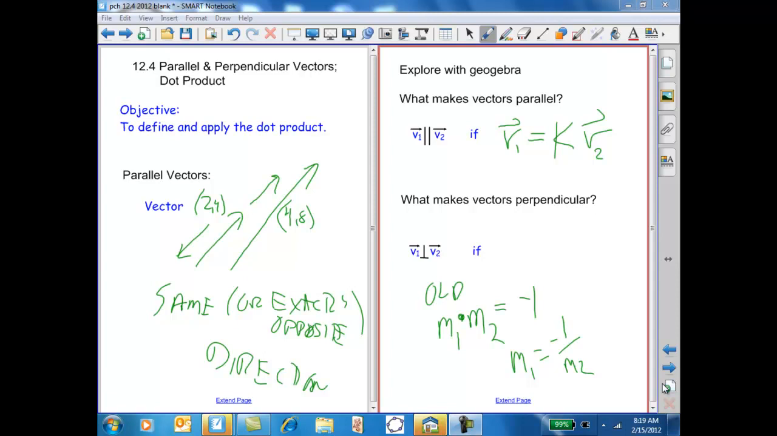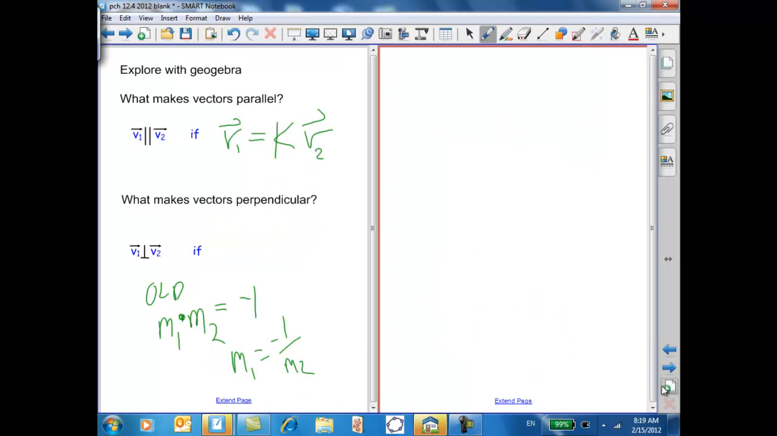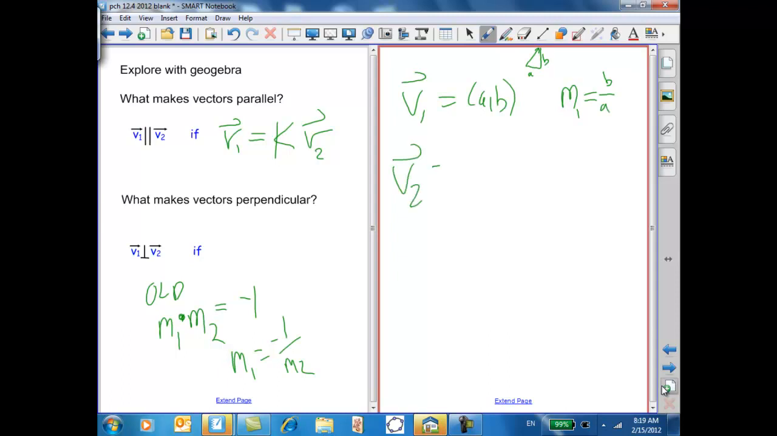I suppose we could. If vector 1 equals a comma b, that means the slope of 1 is equal to what? B over a, right? Because you're going over a and up b. And so vector 2, if I call that c comma d, slope of 2 is equal to d over c. So if these are perpendicular, that means we got to come up with what?